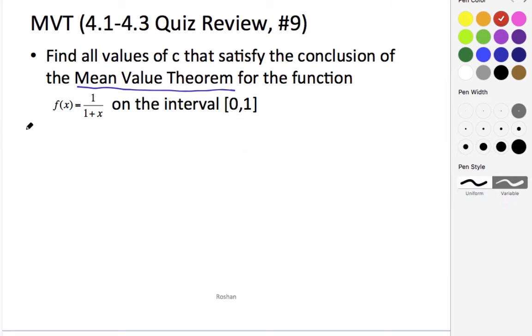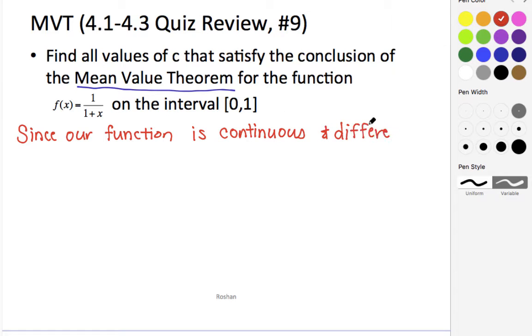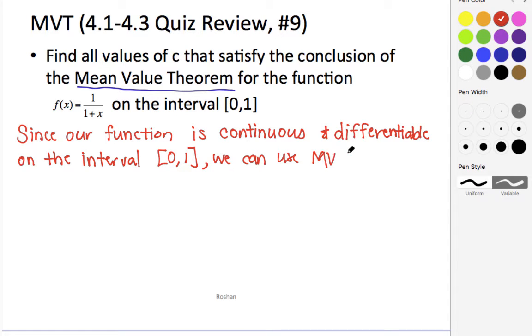So we'll start with, since our function is continuous and differentiable on the interval 0, 1, we can use the mean value theorem. And just look at this, we know that this fails differentiability at x equals -1 because our denominator can't be 0 in this case. So that's not on our interval. So we're good to go and we can use the mean value theorem.